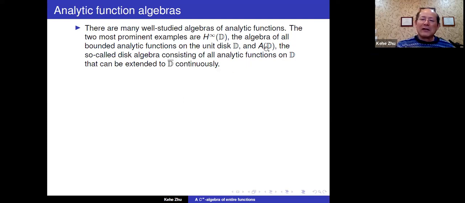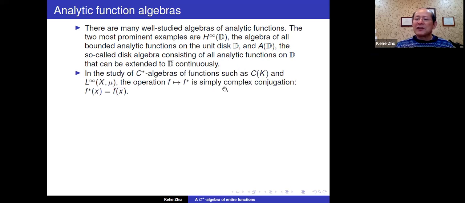You can also look at A of D, the disk algebra on the unit disk, meaning that you look at all continuous functions on the closed disk that are also analytic inside. That's called the disk algebra. That's also a Banach algebra. You have the usual operations of functions, and then the norm is the sup norm, and they become Banach algebras.